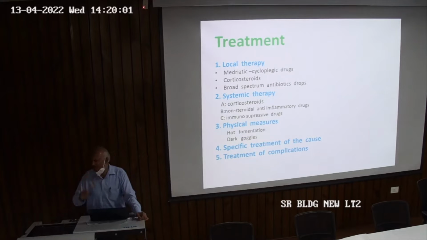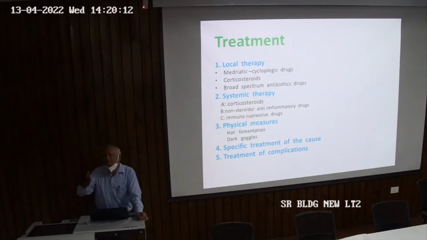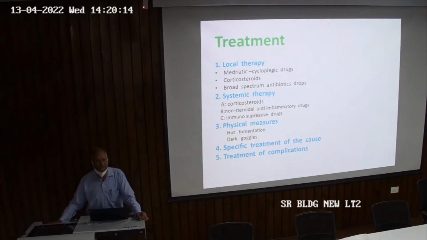But there are some common measures we will start before investigation, before diagnosing the case. So these are some special treatment parts. To almost every case, we have to start these things. And that is one, local therapy. We have to start this. Local therapy means topical therapy.